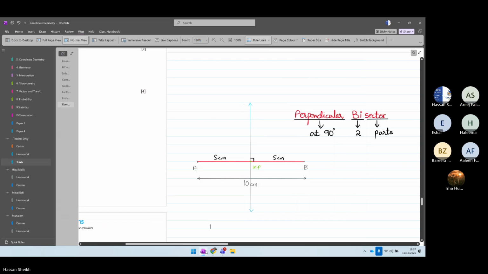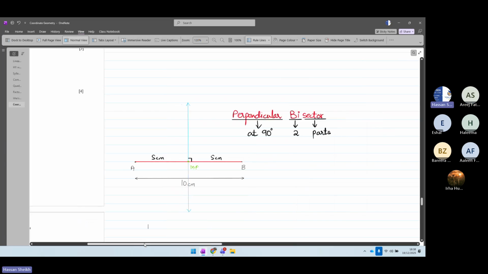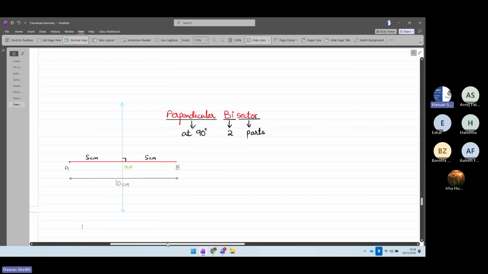Okay, so let's understand the last thing, which is the perpendicular bisector. What does the word perpendicular mean? Something at 90 degrees. Yes, a right angle means perpendicular. If one line is perpendicular to the other line, it means that they are at 90 degrees. That's what we have understood from perpendicular lines.